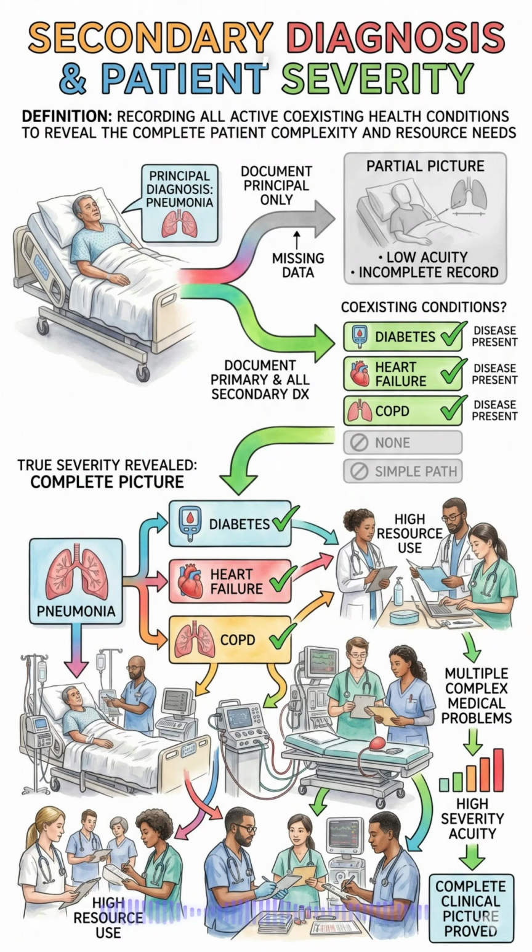29. How does documenting a secondary diagnosis help show the true severity of a patient illness? It paints a complete picture of their health, proving they have multiple complex medical problems. A patient with 5 active chronic diseases is much sicker than a patient with only 1.